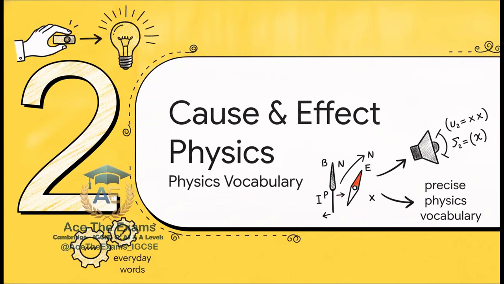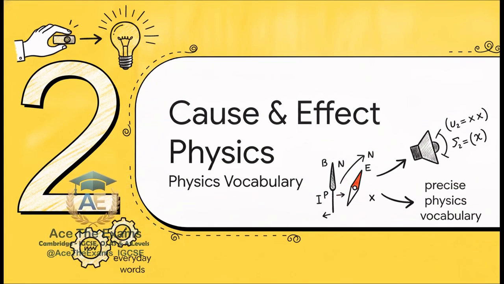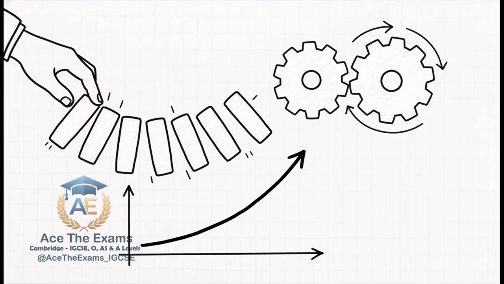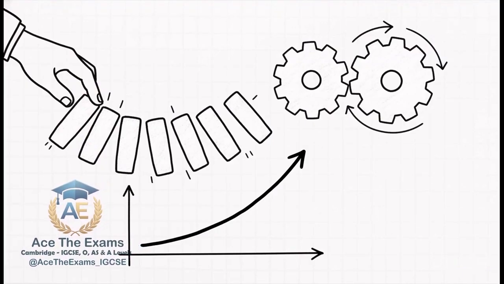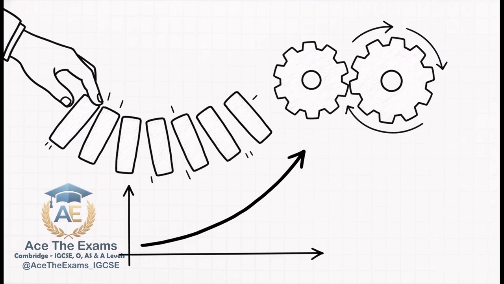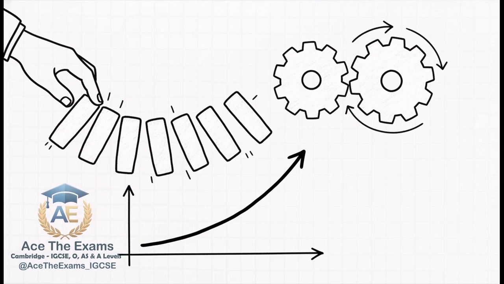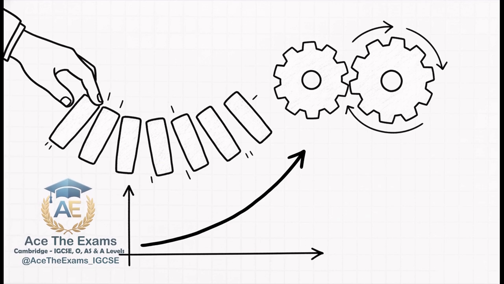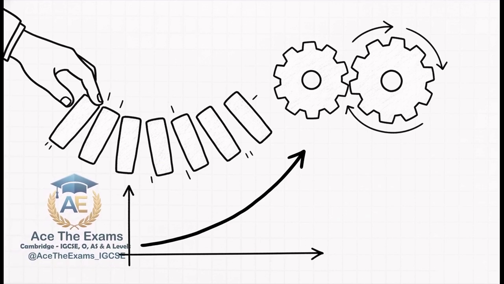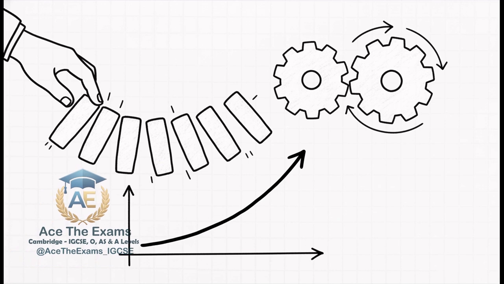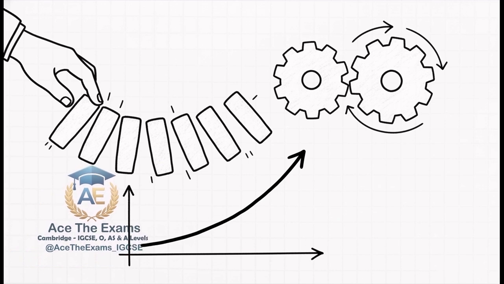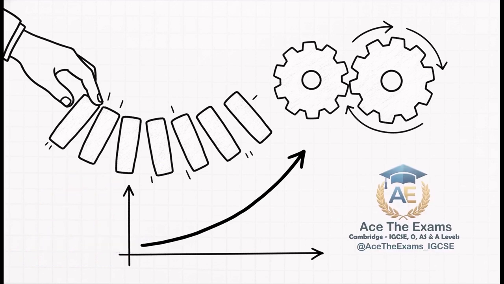Section 2. Cause and effect physics, from everyday words to physics vocabulary. To really master Cambridge physics, you must insist on cause and effect rather than just listing isolated facts. Think about how a top student structures their answers. A really strong grasp of physics gradually shifts from concrete, everyday examples to highly precise symbolic relationships. You have to upgrade your vocabulary.